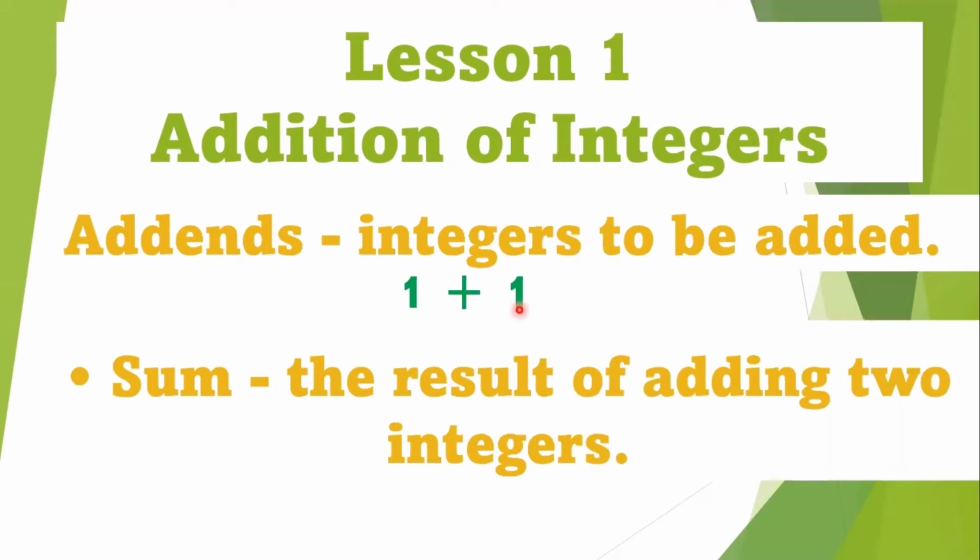Next, what is a sum? The result of adding two integers. So if we have 1 plus 1 and the answer is 2, ngayon, ang 2 na to ay ang tinatawag nating sum. Naalala na ba? This is your topic on your elementary mathematics. I hope naalala nyo na kasi magagamit natin ito ngayon as we go on with our lesson.